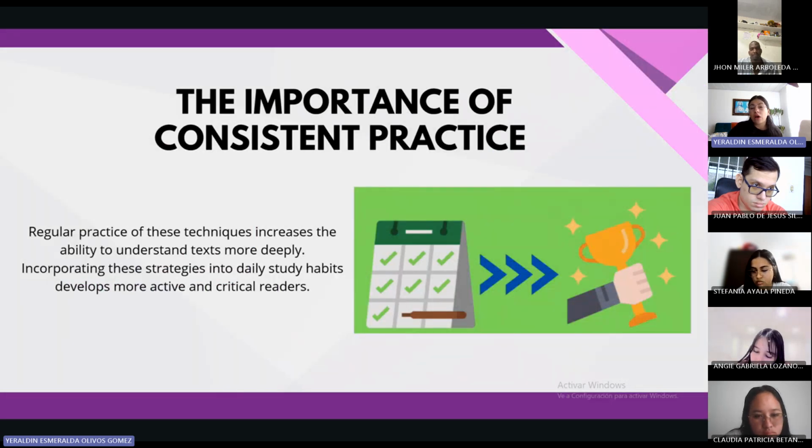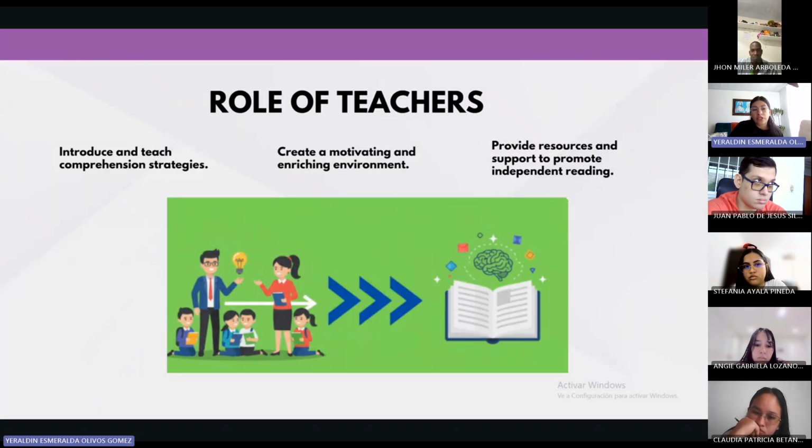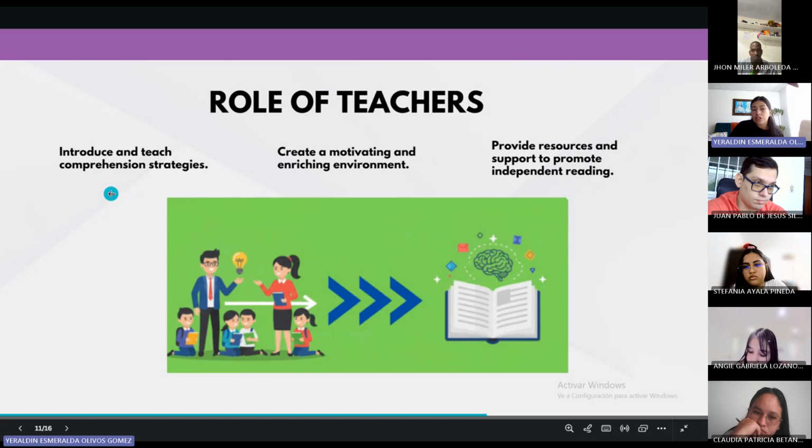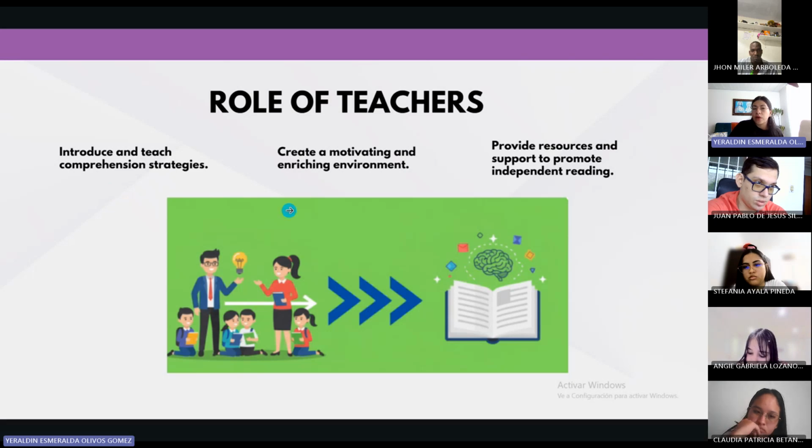The importance of consistent practice. Regular practice of these techniques increases the ability to understand text more deeply. Incorporating these strategies into daily study habits develops more active and critical readers. Role of teachers: introduce and teach comprehension strategies, create a motivating and enriched environment, and provide resources and support to promote independent reading.